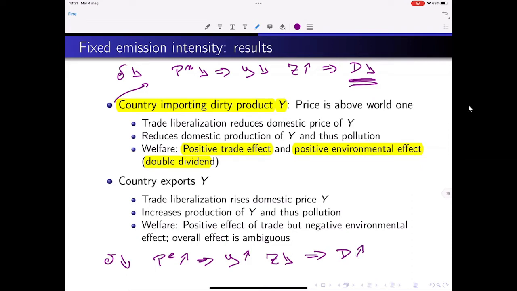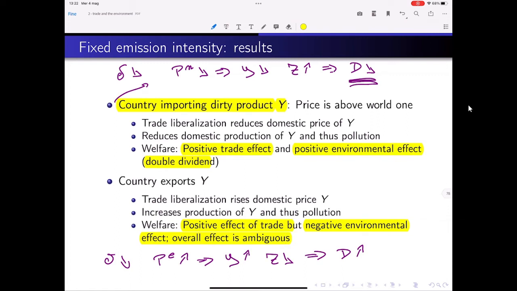And now you have an ambiguous effect. It is ambiguous because on the one side, in terms of welfare, you have the positive effect of trade, so these are the gains from trade. But on the other side, you have a negative environmental effect. And therefore, the overall effect is ambiguous.